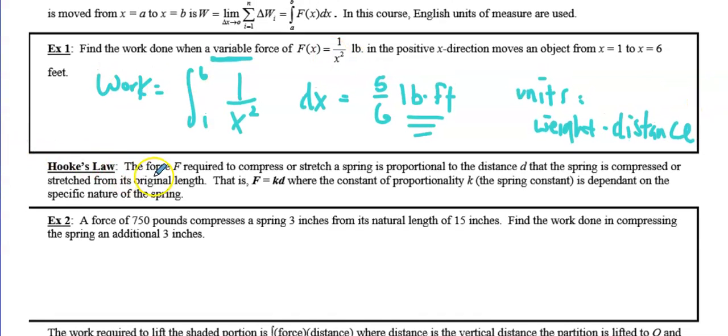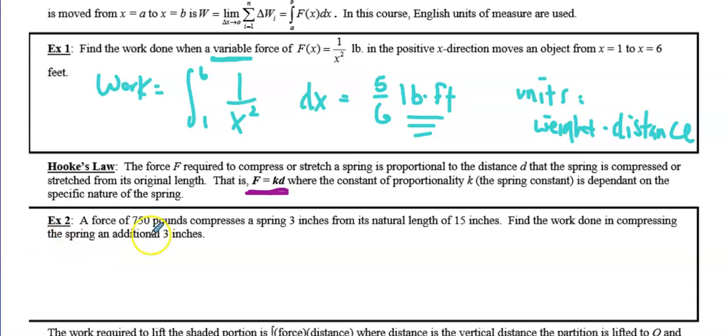So Hooke's law basically says the force F required to compress or stretch a spring is proportional to the distance that the spring is compressed or stretched from its original length. So a really important thing about Hooke's law is this really simplistic equation that force is going to be equal to a proportion constant times the distance the spring is actually compressed or stretched. And exactly what it says right here. So it says a force of 750 pounds compresses a spring 3 inches from its natural length of 15 inches. Find the work done in compressing the spring an additional 3 inches.